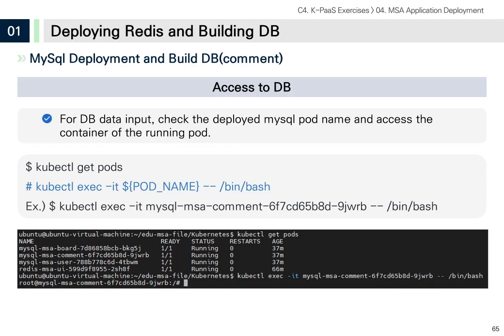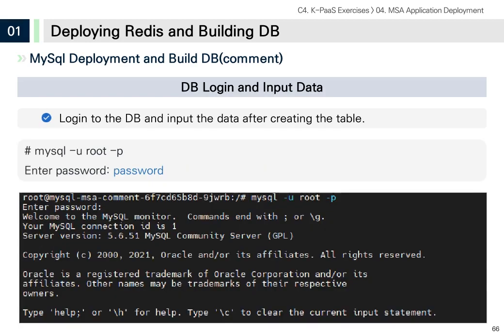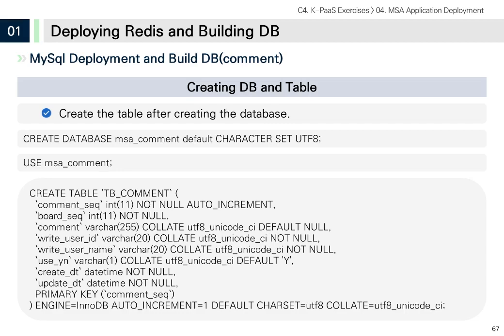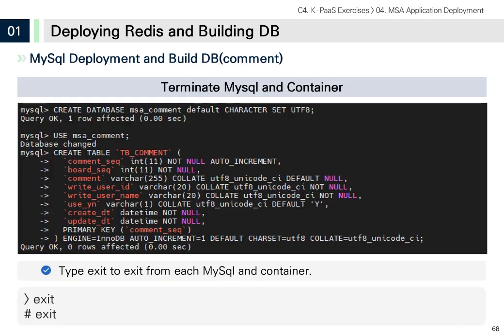First, verify the name of the MySQL MSA comment pod through the kubectl pod viewing command. You can access the MySQL MSA comment pod by checking the pod name and entering it in the appropriate second command. Log into MySQL when you have access to the DB. After logging into MySQL, create the DB for comment. Create a table related to the comment API. After creating the DB and table of comment as shown in the textbook, enter exit to exit MySQL and the pod.